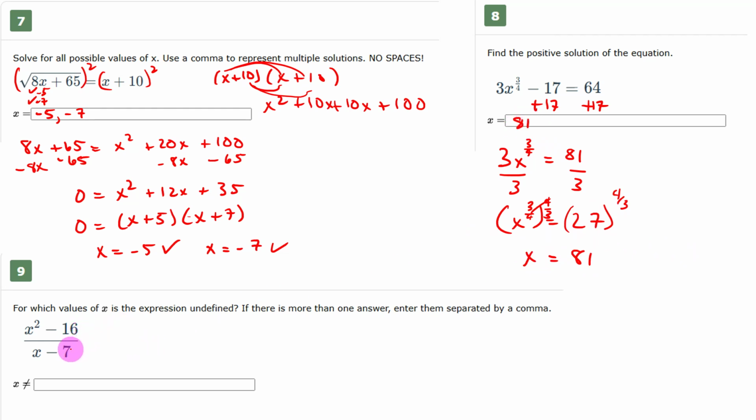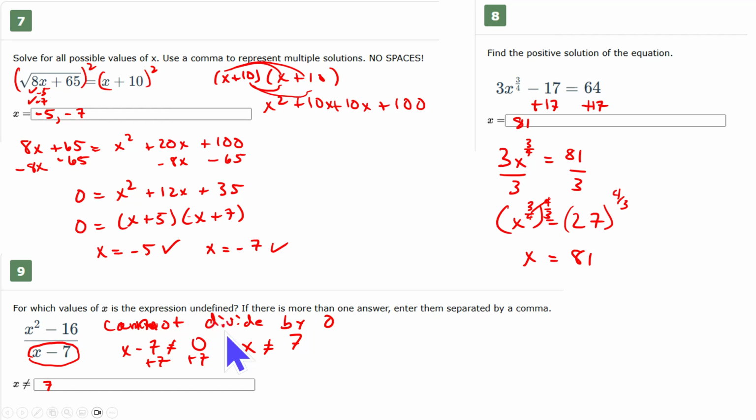Okay, all the values where x is undefined means anything cannot divide by 0. So what would make us divide by 0? X minus 7 cannot equal 0. So x cannot equal 7. Simple as that. Just whatever makes the denominator 0. The numerator is irrelevant in this part. When it says undefined, there's two things we can't do. We can't take the square root of a negative, and we can't divide by 0.